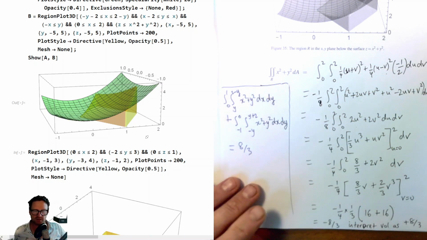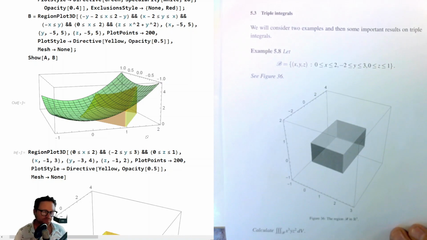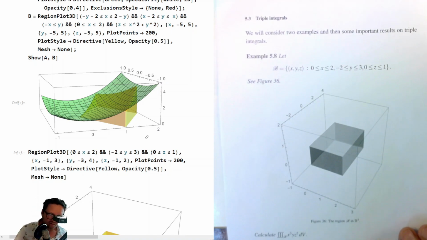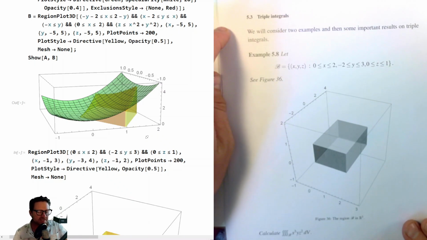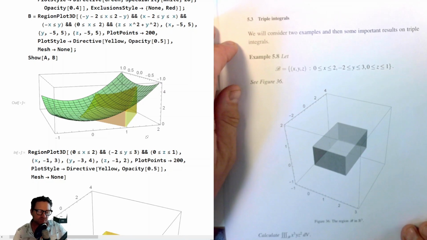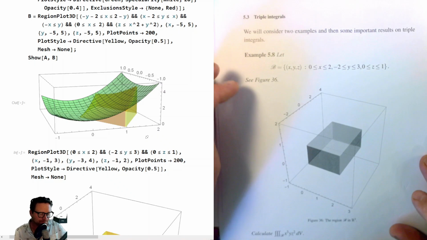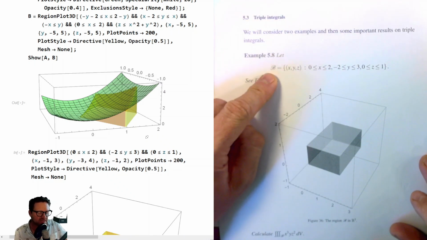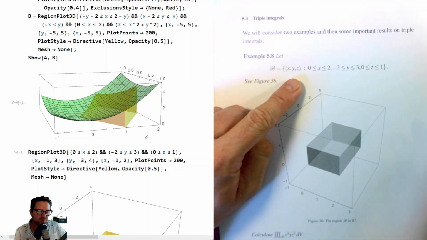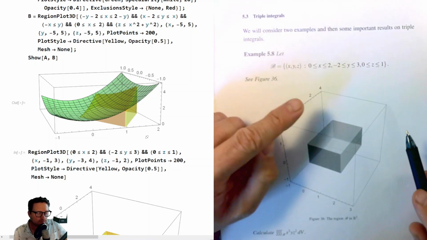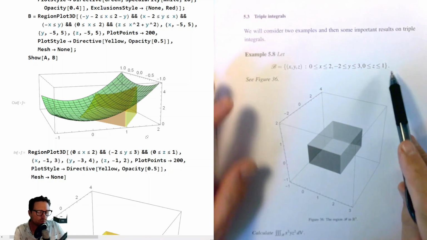All right, let's move on to the next topic, which is triple integrals. And so the regions I've set out are fairly simple in the exercises that we'll do. So we'll consider 2 examples and then some important results on triple integrals. But for this session, we'll just do the 2 examples. Okay, let B be the set of all triples x, y, z such that x is between 0 and 2, y is between -2 and 3, and z is between 0 and 1.